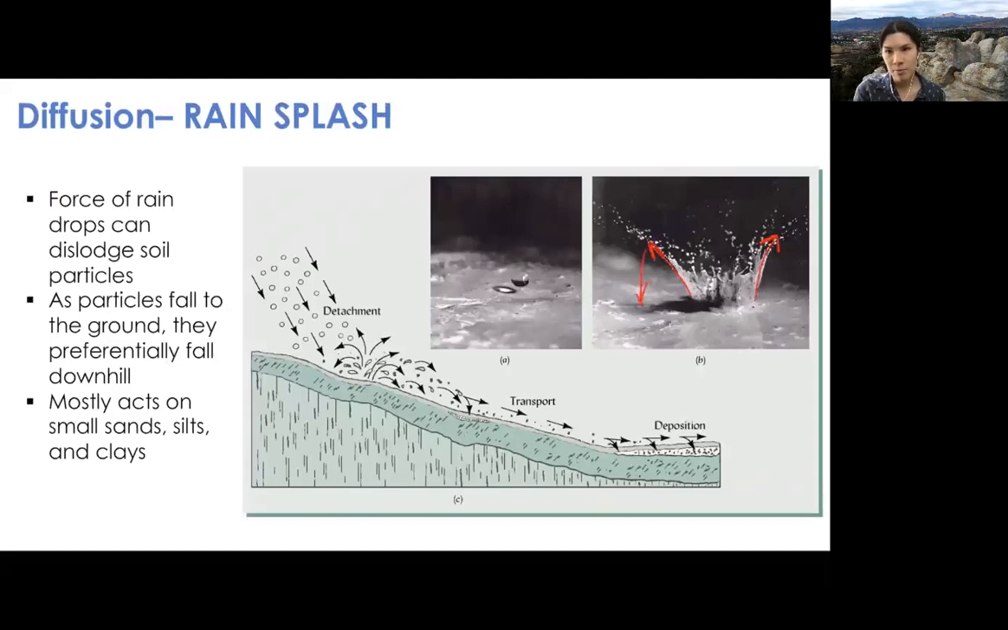So if this raindrop dislodges material on a hill slope, that means that everything that's dislodged is going to preferentially fall downslope. Slowly but surely, through the force of a single raindrop multiplied by millions, you get this constant motion of small soil particles moving downslope. Because rain particles are limited in size, we really see this acting on things like silts and clays, so really, really small particles.